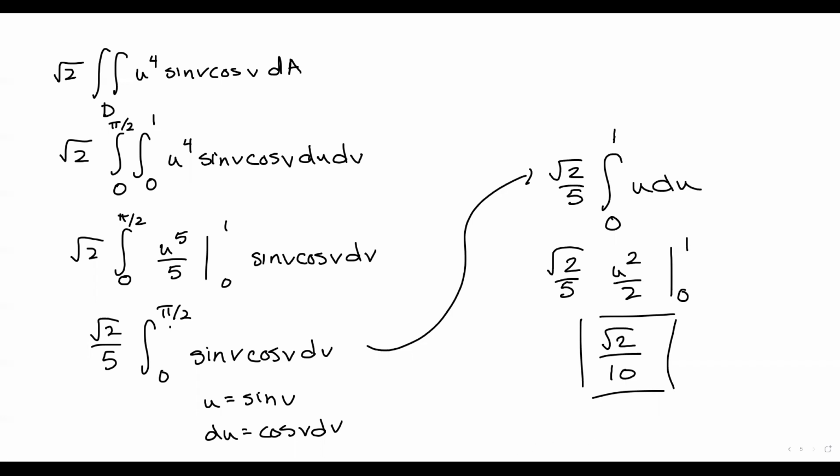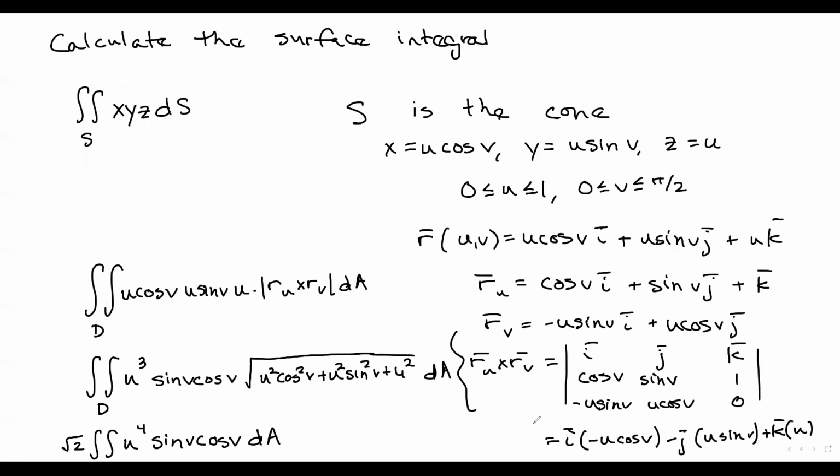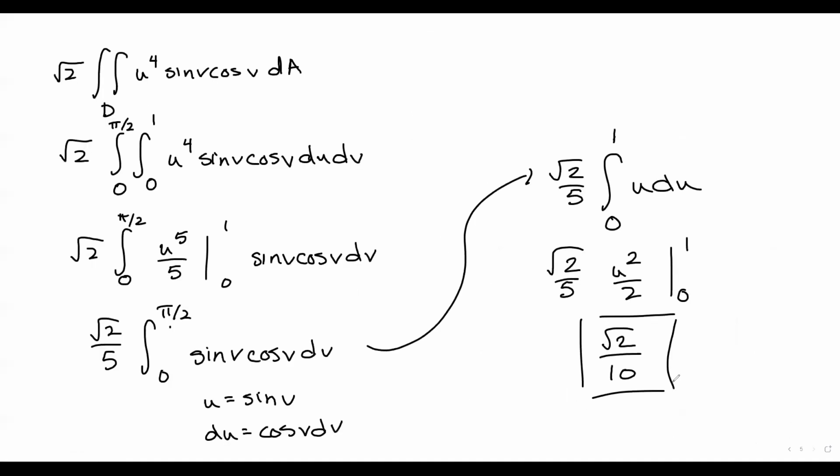All right. So again, if we want to interpret that result, what is that? It's the sum of the x coordinate times the y coordinate times the z coordinate across the cone that's defined by our surface. So if you go to every point on the cone, take x coordinate times y coordinate times z coordinate and add them all up, you get root 2 over 10. It's kind of cool, actually. It's kind of neat. All right, let's try another one here.